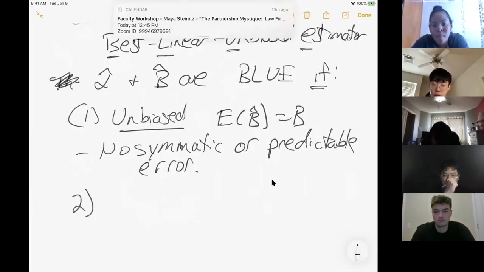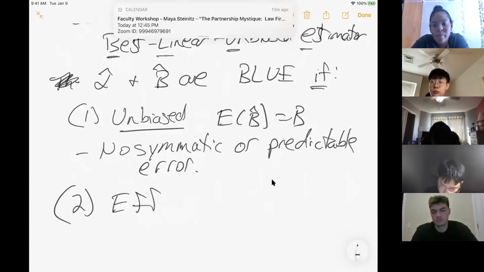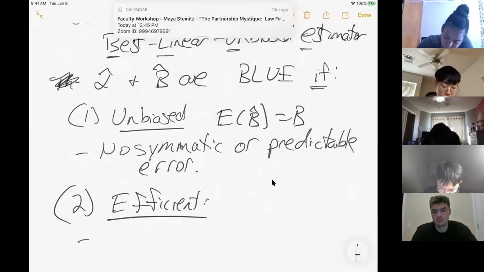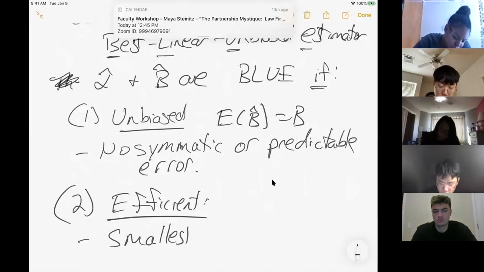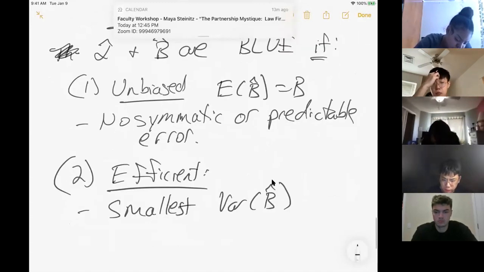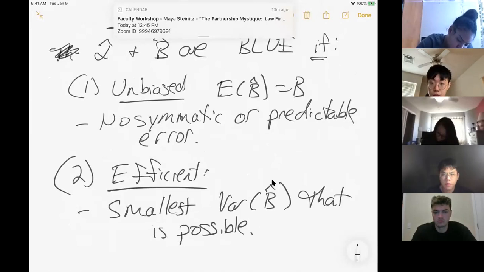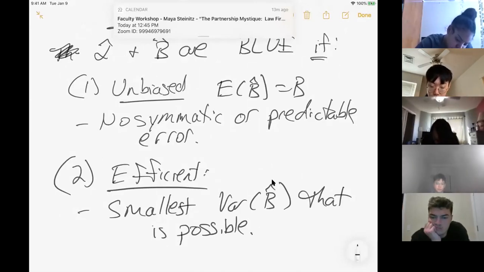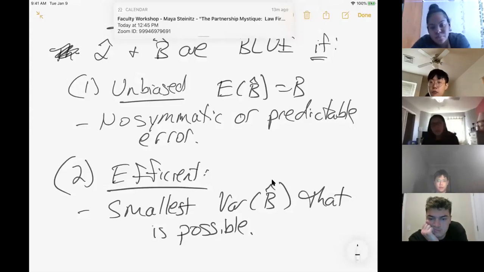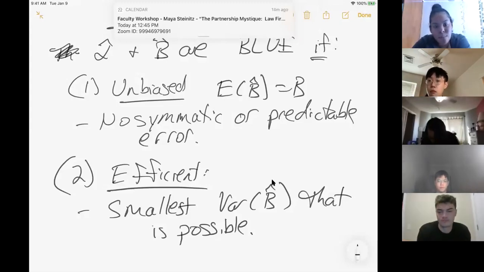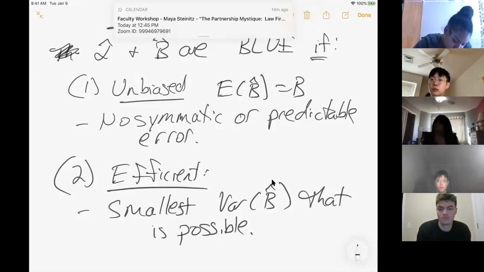The second thing that needs to be true if your estimators are BLUE is that they have to be efficient. And what does efficient mean? They have the smallest variance that is possible. To say this in another way, when our estimates are wrong, they're not wrong by very much. To say you have the smallest variance means that when you're wrong, you're not extremely wrong. You're just a little wrong.